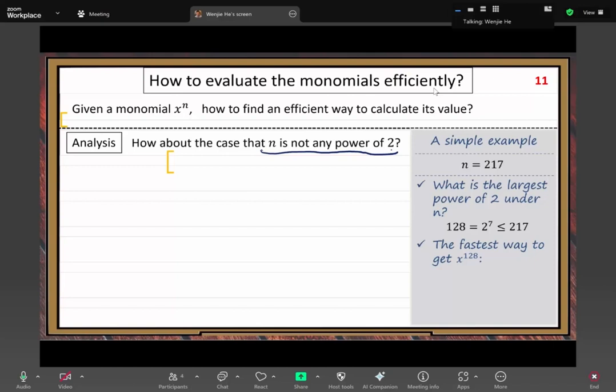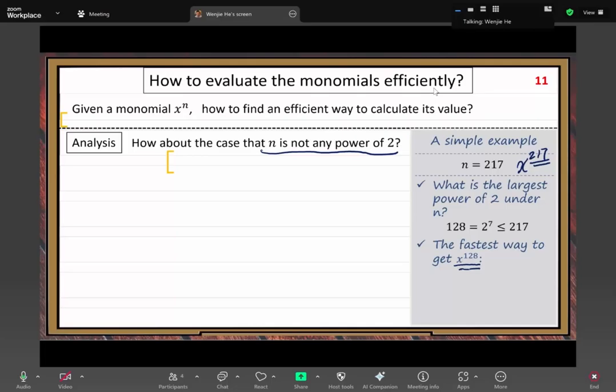So now, this time, we want to do preparation. Our goal is to calculate x to the 217. But to do that, we need to do some preparation. The preparation step is to calculate x to the 128. How to get this number, x to the 128?